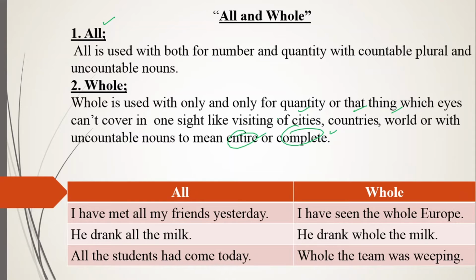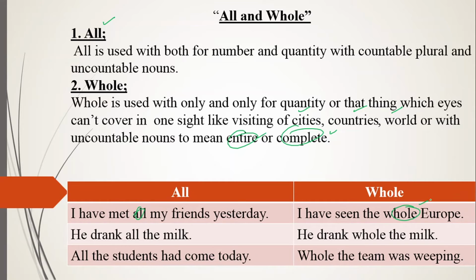Now see examples. I have met all my friends yesterday. "All" means for countable plural, all my friends yesterday. So this is the first example for adjective "all". And "all", over there we use it for a place that cannot be covered with naked eyes. Like I say, I have seen the all Europe. Now all Europe cannot be at once covered by my eyes, so there are a lot of countries. There are almost some 48 countries, so those cannot be seen at once. So this is what, I have seen the all Europe.